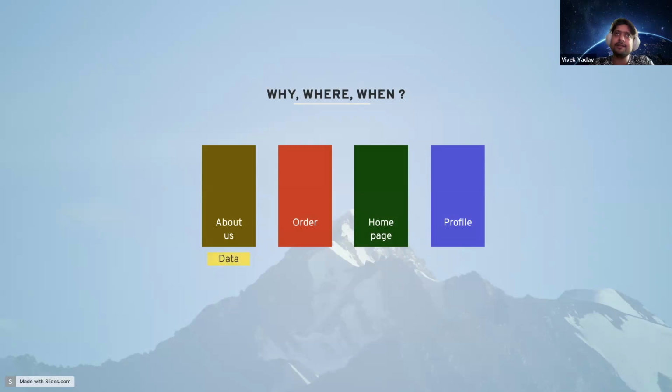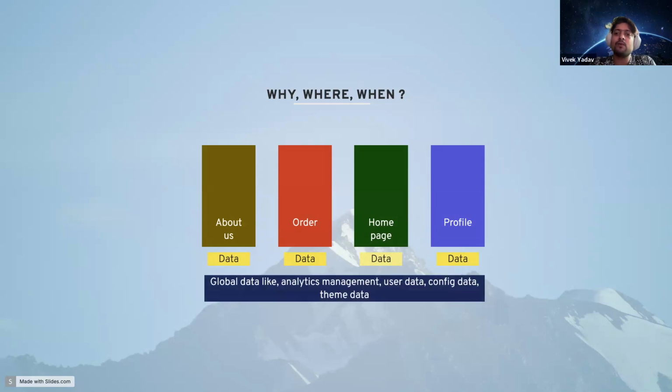That means these pages can have their own data, right? About us will have data of its own. Order page will have data of its own. Similarly, homepage and profile. Also, they will have global data, right? So this is a part of the application. There will be some global data like analytics or user data or configuration data or theme data, right?